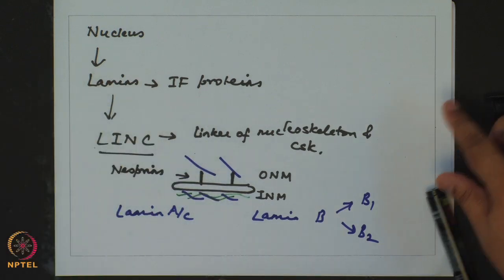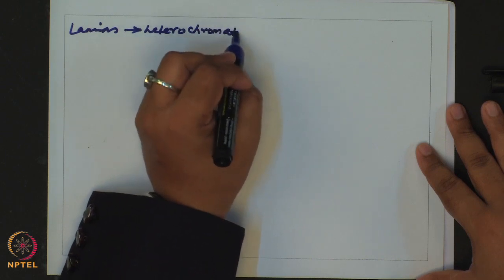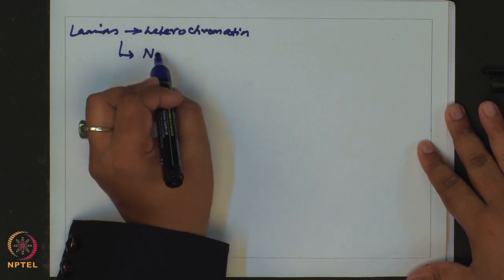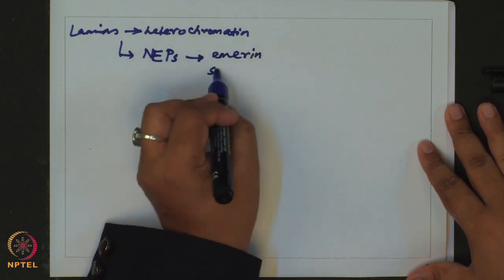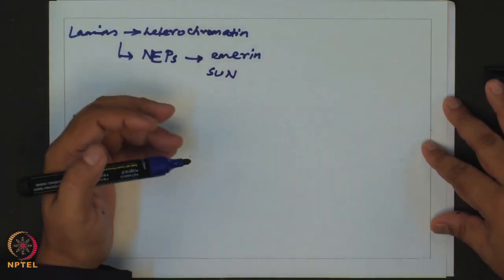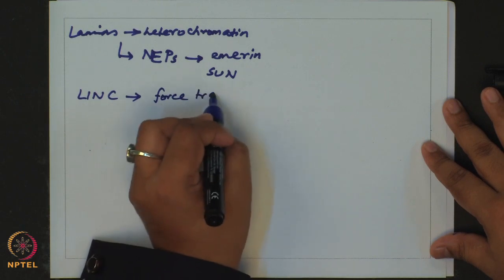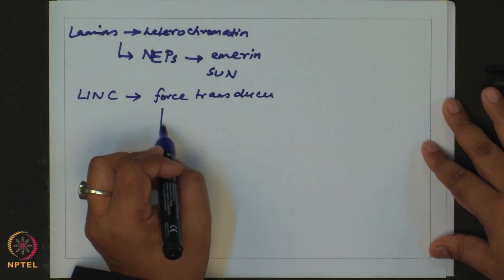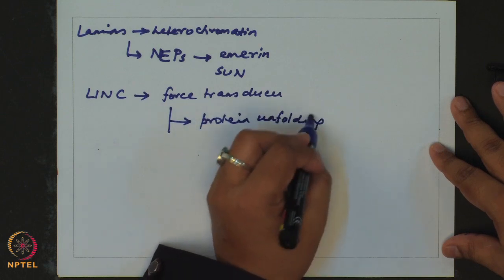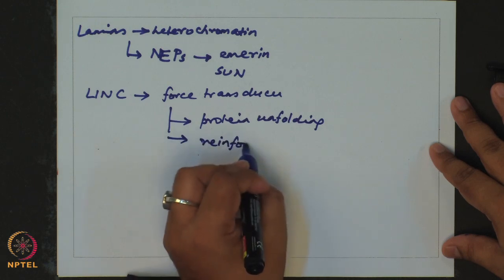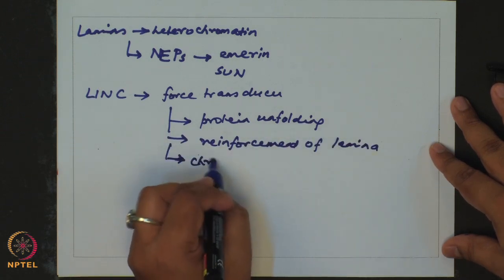So, lamins not only bind to the heterochromatin, there are various nuclear envelope proteins or NEPs, for example, emerin, sun proteins, etc. These participate in this cross signaling, and the LINC complex serves as a force transducer. So, force might lead to protein unfolding of various proteins within this network, might lead to reinforcement of the lamina, or lead to chromatin stretching.